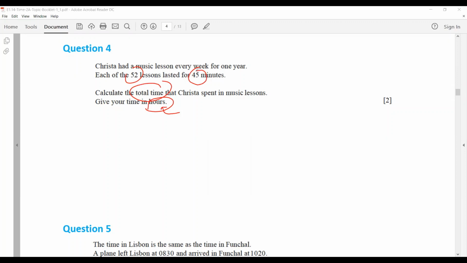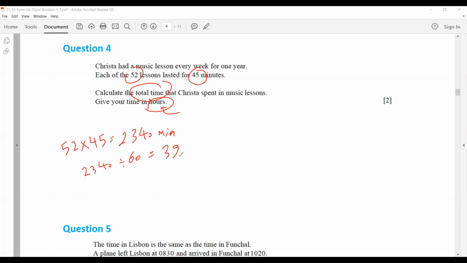52 times 45 gives us 2,340 minutes. So how did I get that? By multiplying these two numbers. And then, you know, each hour is 60 minutes. Divide this. So, okay, I start a new line. Divide this by 60. That should give us 39 hours. So hopefully there was no decimal after that.